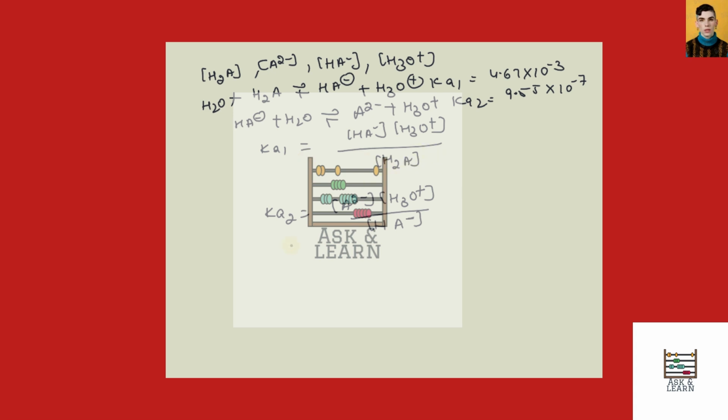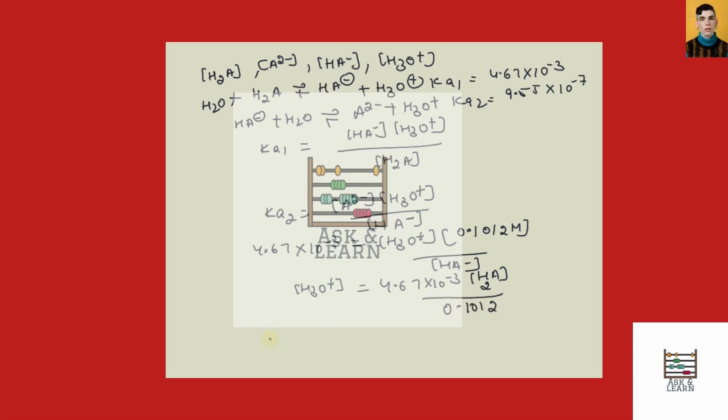Firstly, 4.67 into 10 raised to power minus 3 equals H3O positive into HA negative, where HA negative equals 0.1012 molar, which is already given in the question, upon the concentration of H2A. So in terms of H3O positive, it equals 4.67 into 10 raised to power minus 3 into the concentration of H2A upon 0.1012.